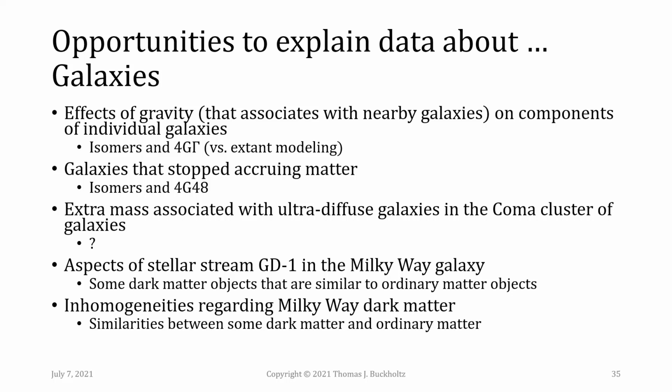People study aspects within the Milky Way. A study of so-called stellar stream GD1 and its dynamics suggests that there should be an object of a certain size that impacted the dynamics. People have not found the object. Given that I think that some isomer 3 dark matter objects are similar to ordinary matter objects, proposed modeling may offer an explanation. People study inhomogeneities regarding Milky Way dark matter. My notion of some similarities between some dark matter and ordinary matter might help here also.